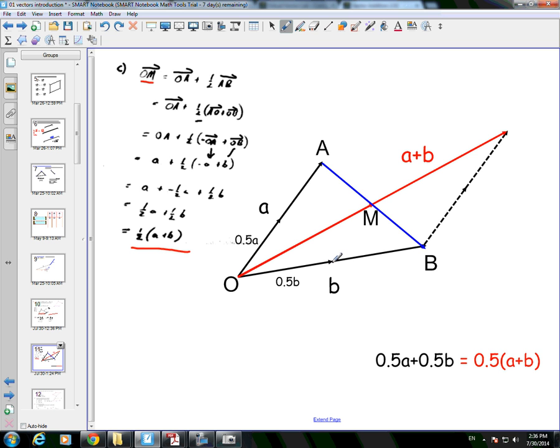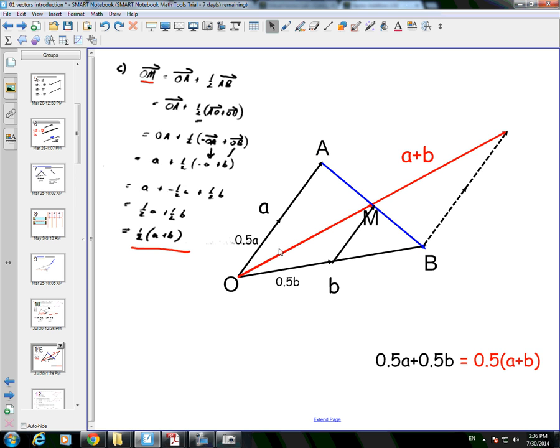So to illustrate that, what I've done here is show that if we take half of A, that would be this vector right here, and if we add that to half of B, which is this vector right here, it takes us directly to the midpoint of AB. And notice my result is half of A plus B.